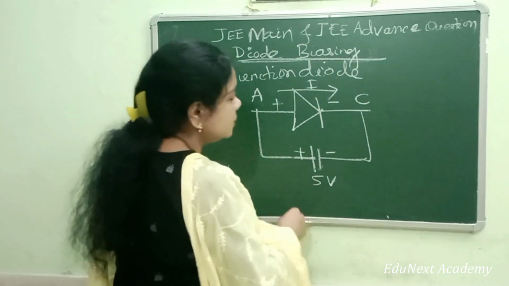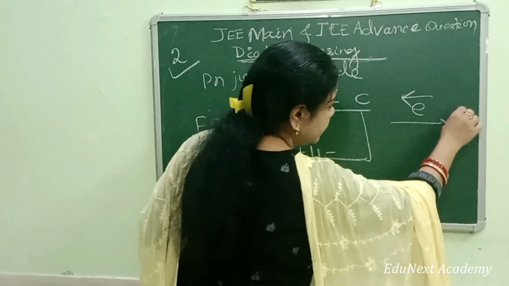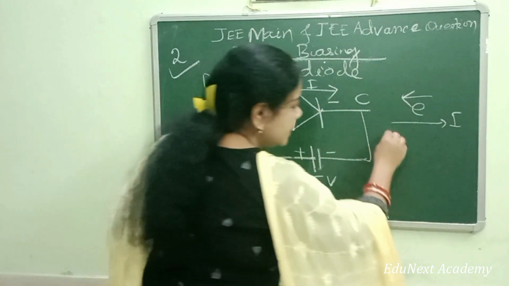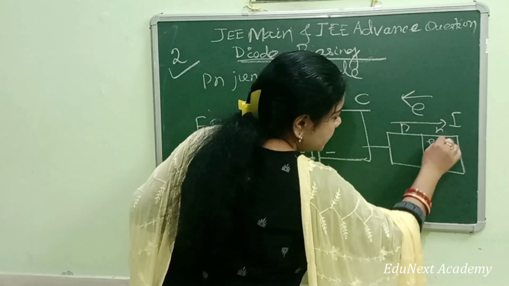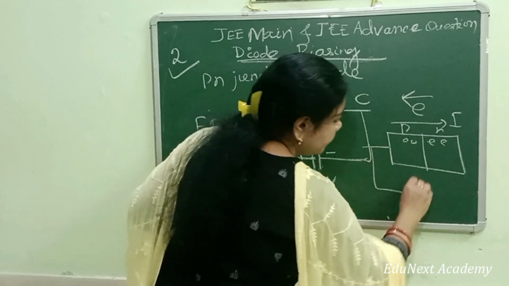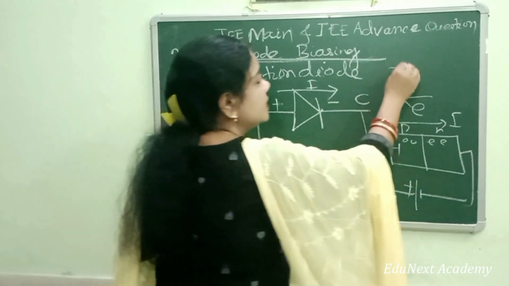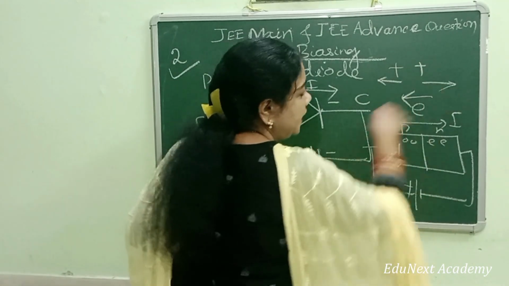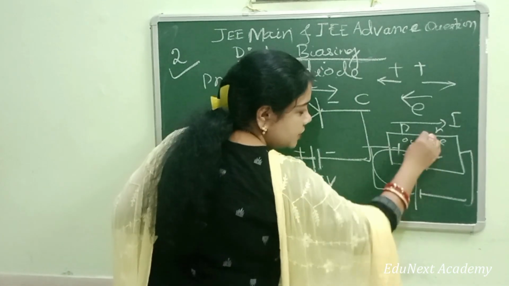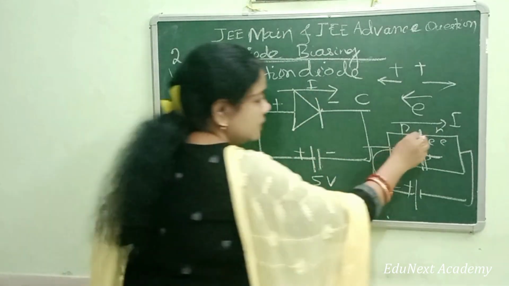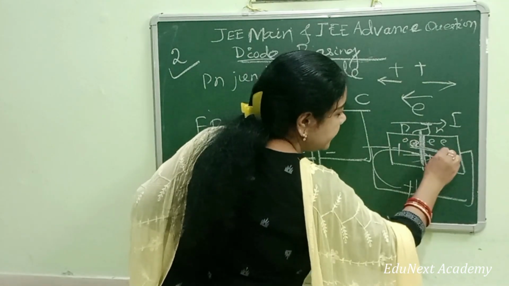Now see, you know the direction of electron flow is opposite to the direction of current. For example, if I draw a block diagram, here P, here N, here electrons are the majority charge carriers, here holes are the majority charge carriers. This is positive, positive. You know positive charges repel each other. That means it will repel the holes to cross the junction. This is the junction. The holes will move from P to N.